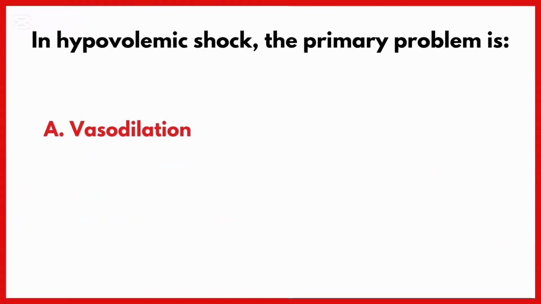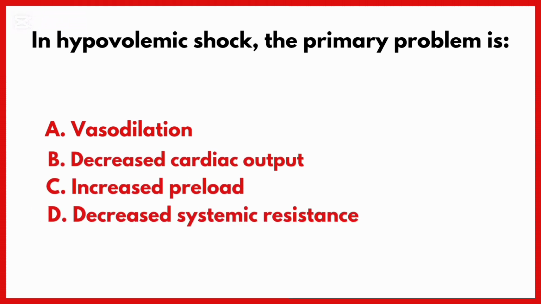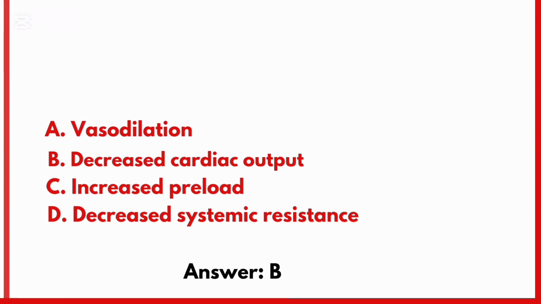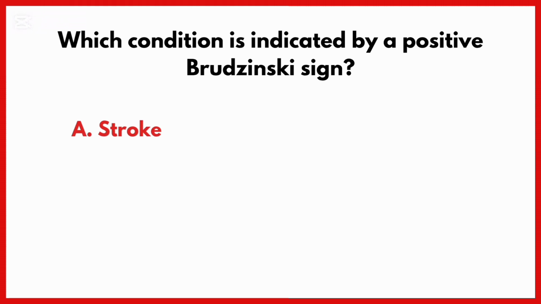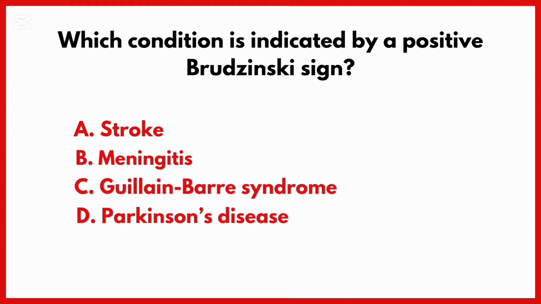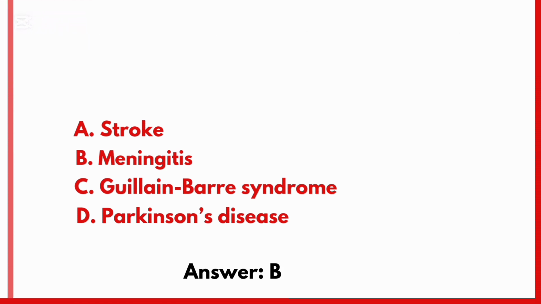In hypovolemic shock, the primary problem is. Correct answer is option B, decreased cardiac output. Which condition is indicated by a positive bruising sign? Correct answer is option B, meningitis.